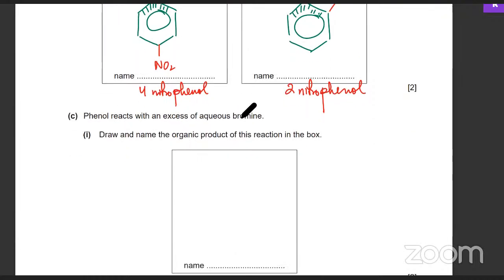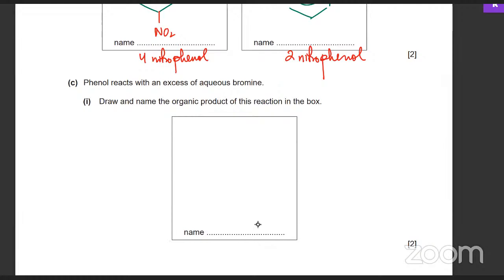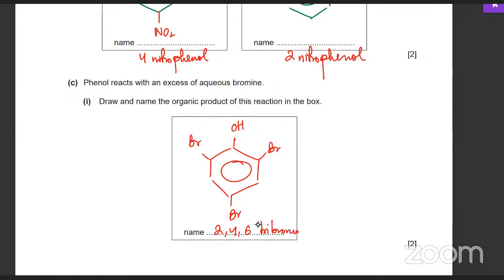Phenol reacts with an excess of aqueous bromine, draw and name. Now, also remember, phenol is a very activating group. So what happens is that when you react it with bromine, the electron density in phenol is so high that bromine gets attached to all 3 positions, 2, 4, and 6. So this one is going to be called 2,4,6-tribromophenol. So the upper one is dilute.